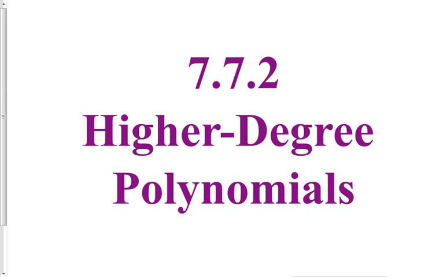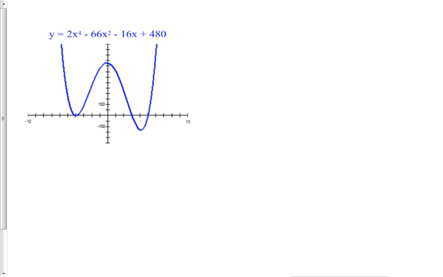Chapter 7, 7.2, Higher Degree Polynomials. As we look at this polynomial, we can clearly see it is in its general form. From its general form, we can easily look at the highest power exponent, and therefore know that this is a fourth degree polynomial.